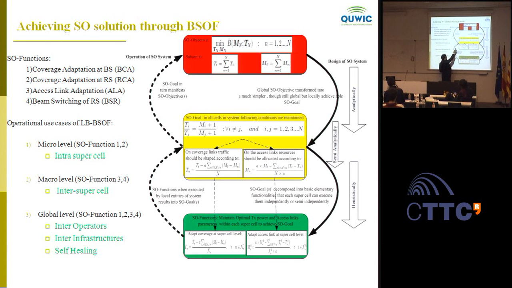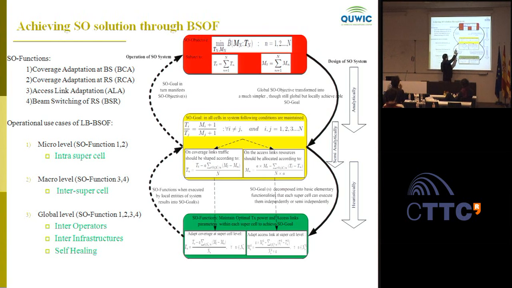But the problem with this condition is that it has to be implemented for all the cells. This condition says that the ratio between the amount of resources and the traffic offered to the cell should be maintained over all the cells.